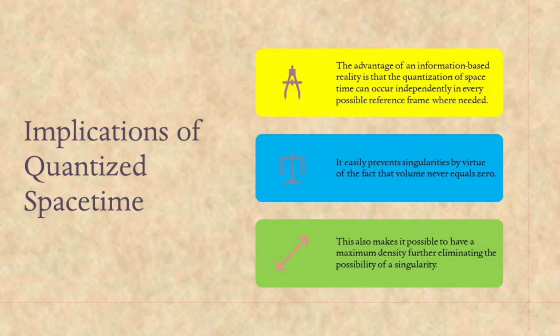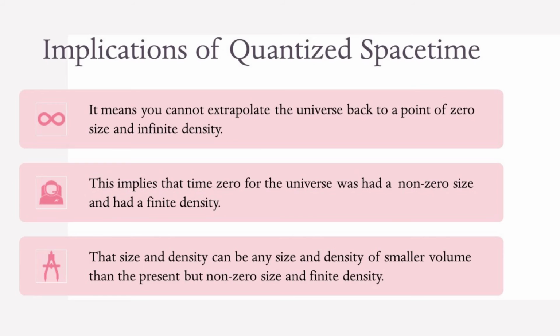The advantage of an information-based reality is that the quantization of space-time can occur independently in every possible reference frame where needed. It easily prevents singularities by virtue of the fact that volume never equals zero. It also makes it possible to have a maximum density, further eliminating the possibility of a singularity. It means that you cannot extrapolate the universe back to a point of zero size and infinite density. This implies that time zero for the universe had a non-zero size and had a finite density.